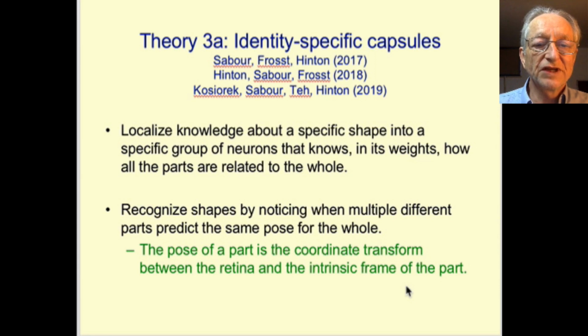So here's one version of theory 3, which I call identity-specific capsules. And I worked on this for a number of years with some very good collaborators. And the idea is that you localize knowledge about a specific shape into a specific group of neurons, which I called a capsule. And this group knows in its weights how all the parts are related to the whole. We then recognize shapes by noticing when multiple different parts predict the same pose for the whole. And what I mean by the pose of the whole is the coordinate transform between the retina and the intrinsic frame of the whole or the part.